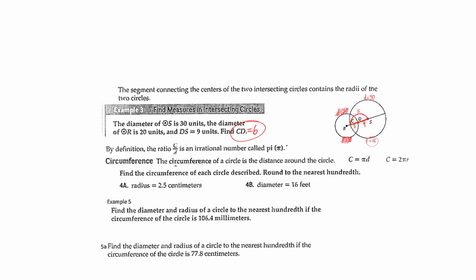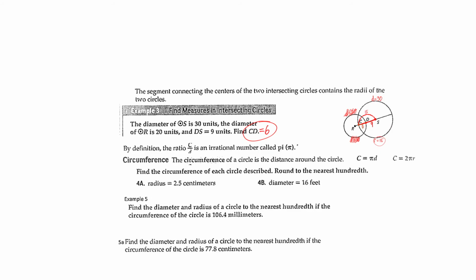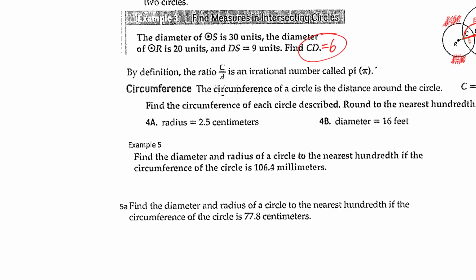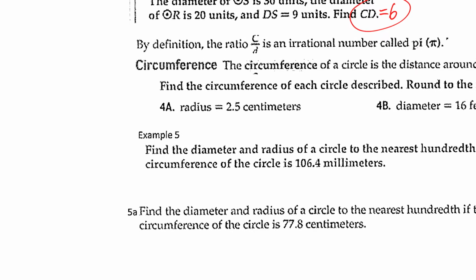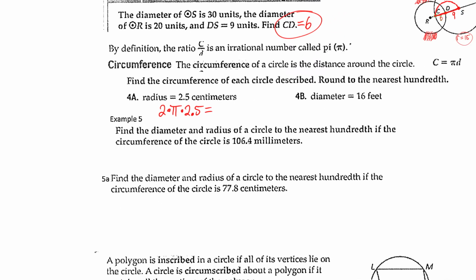Okay, next one, find the circumference of each circle described, like we did yesterday on our warm-up. If the radius is 2.5, I'm going to do 2 times pi times the radius, 2 pi r. What does that give you? 15.71 centimeters.